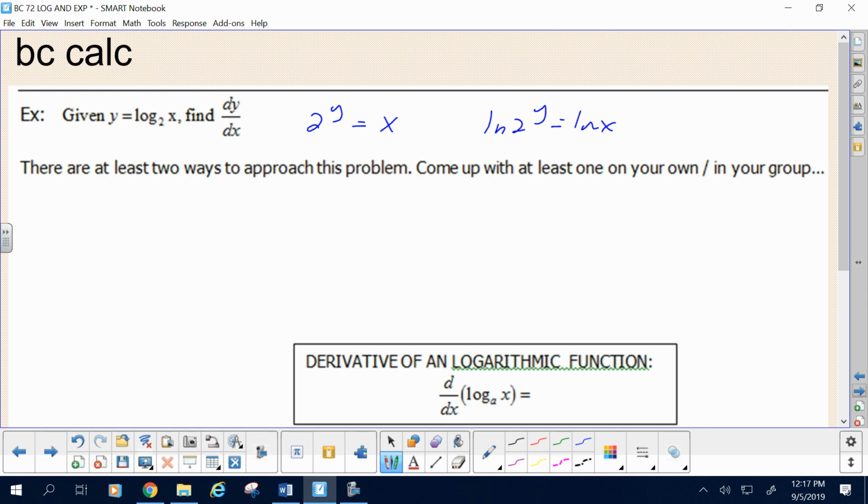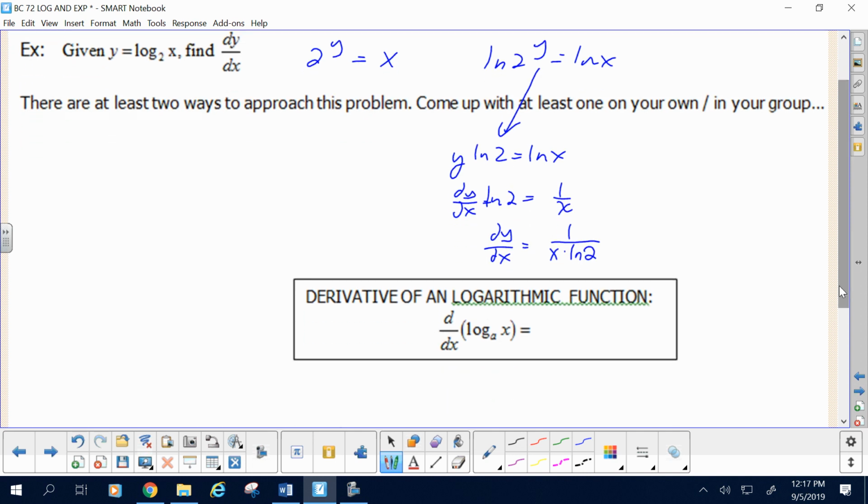Which means, I don't know why I'm doing this up here. Why don't I do it down here? That's silly. y natural log of 2 equals natural log of x, yeah? Did you move the natural log of 2 first, then differentiate, or differentiate now? Differentiate now. Okay. So do you get dy dx times natural log of 2 is 1 over x? So dy dx is 1 over x natural log of 2.